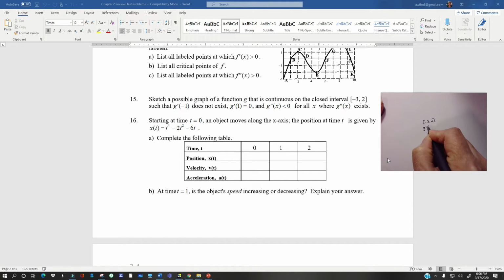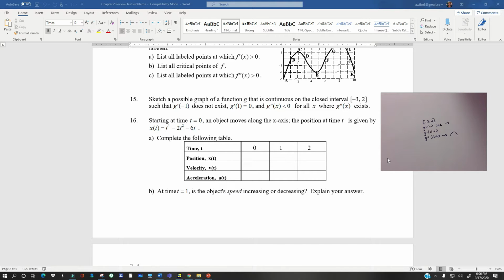g prime of -1 does not exist. So what I'm thinking here is that either the slope is really steep at -1 on the graph of g, or maybe there's a break in the graph, something like that. g prime of 1 is 0, and the second derivative is less than 0 for all x. So what this means is that my graph is going to be concave down for all x where the second derivative exists. The second derivative is not going to exist if the first derivative doesn't exist.